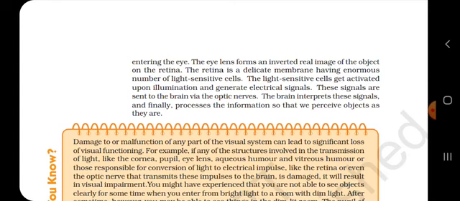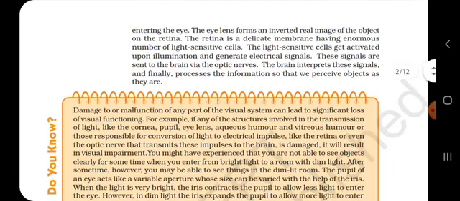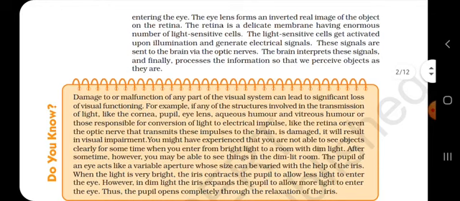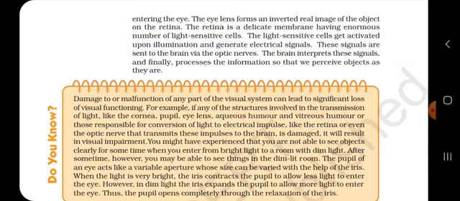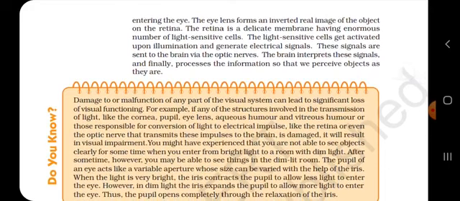The light sensitive cells get activated upon illumination and generate electrical signals. The vitreous and the aqueous humor, which we saw over there, are also responsible for the conversion of light to electrical impulse, because they contain molecules of water, and we know that water is responsible for the generation of electricity.